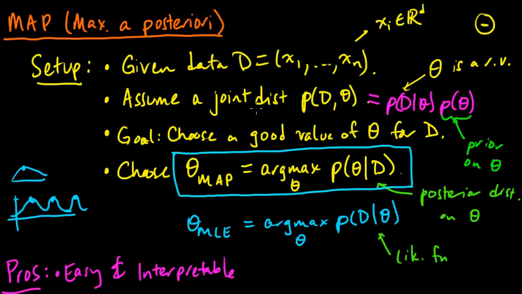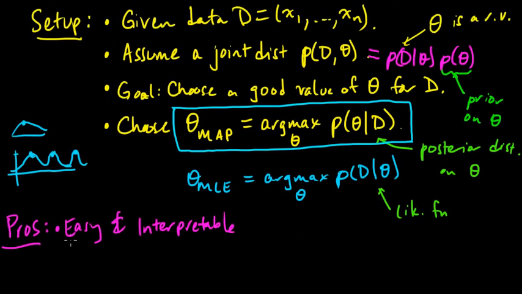So one way you could define a joint distribution here would be to assume a prior and then assume a conditional distribution. Oftentimes that's the way many models are actually defined. Okay, so that's one pro.